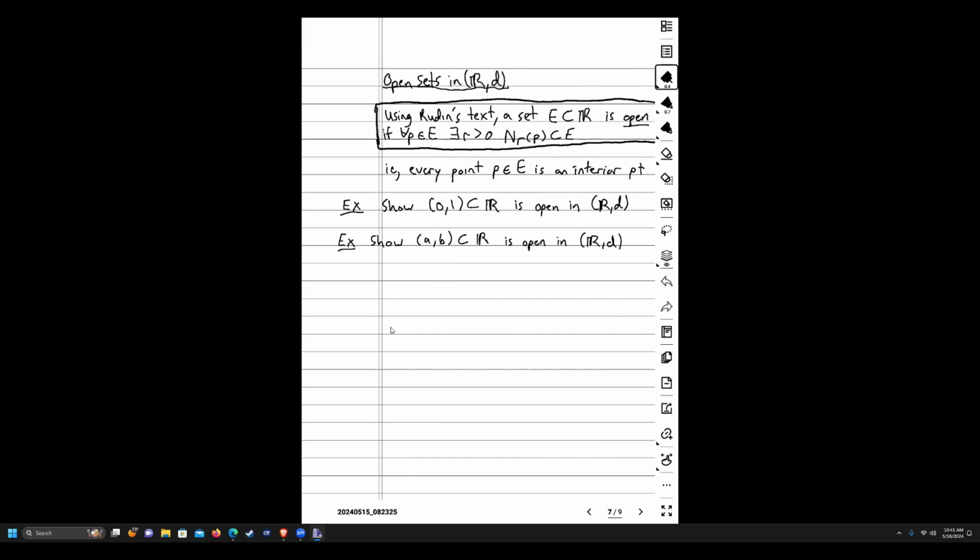In the next video, I'll go into open sets in the metric space and talk about what it means to be open, and go through some simple examples showing that the open interval 0 to 1 is open in the metric space R with metric D. And then another one, in broad terms, is A to B being any two real numbers. So I'll talk about what it means to be open in a metric space in the next video.